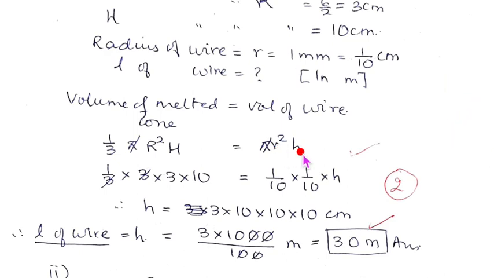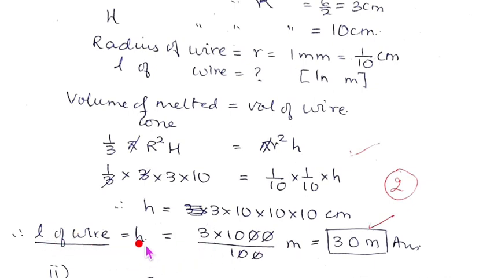So pi r square h is the volume of the wire, and then we substitute. Pi gets cancelled, so 1/3 into 3, that is the radius, into height is 10 centimeter, and r is 1/10 of a centimeter into 1/10 of a centimeter into h. So h will come here, and here we have 3 into 10, and then these two tens also will come up here. So we have 3000 centimeter.